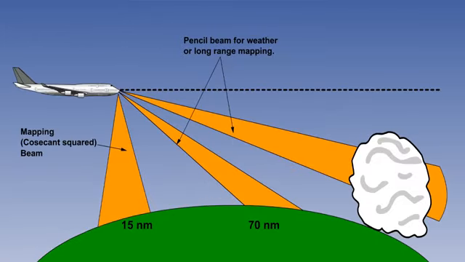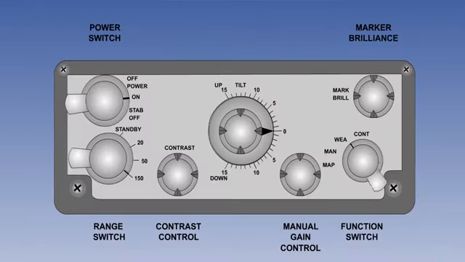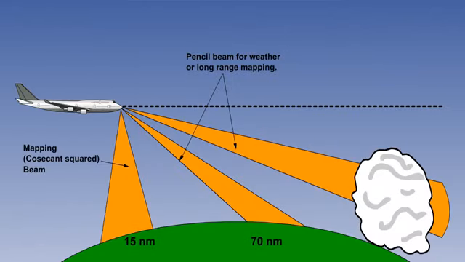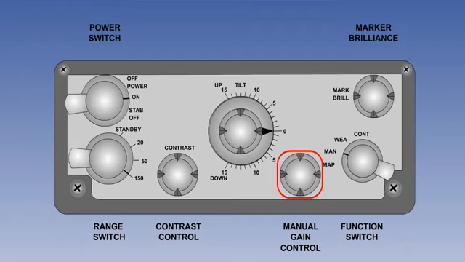The minimum and maximum mapping range depends upon the aircraft's height and the type of terrain, but minimum range is about 15 nautical miles and maximum about 70. Beyond the maximum range of the fan beam, the pencil beam is used by selecting the manual setting. In the manual setting, the pencil beam is selected for cloud detection and terrain mapping beyond 70 nautical miles. Manual gain is available.